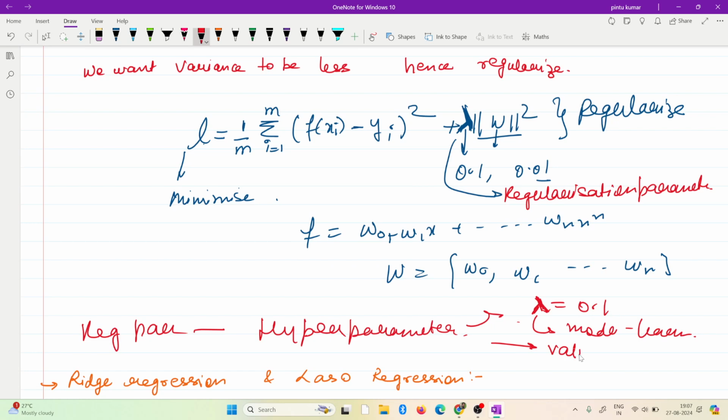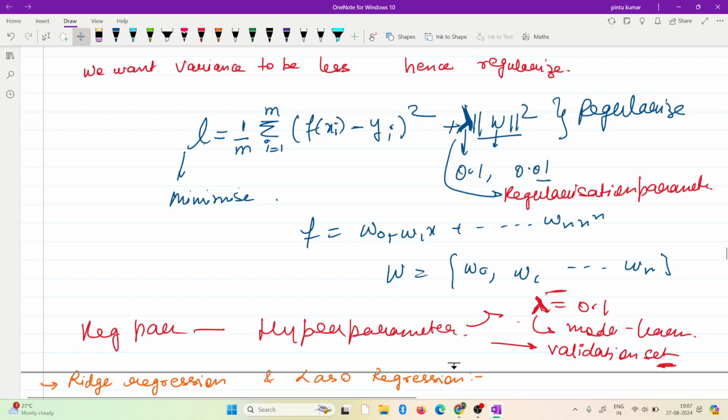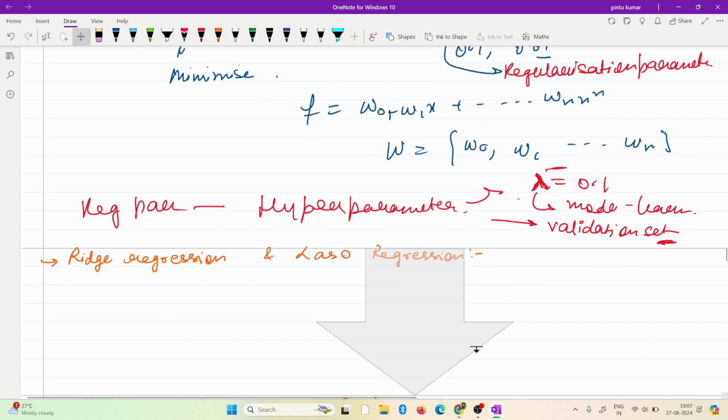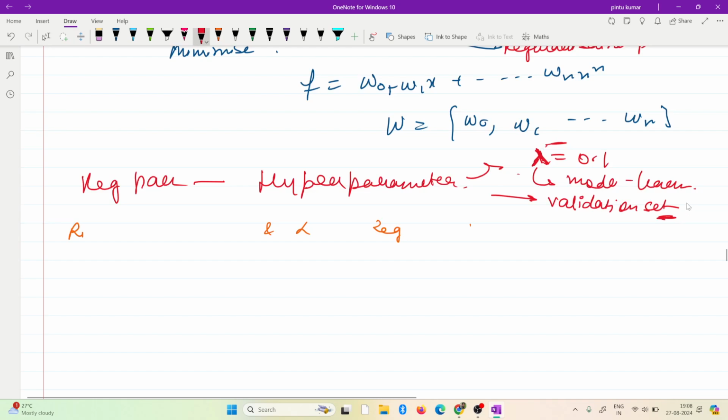Earlier I said we split our data set into three sets: train, validation, and test. I didn't explain how we use validation. Now I'm explaining. We test on the validation set, and based on the accuracy on your validation set, you tune your hyperparameter. What I mean by that is, you will record this error on your validation set, write it down somewhere, then change the value of your parameter lambda.